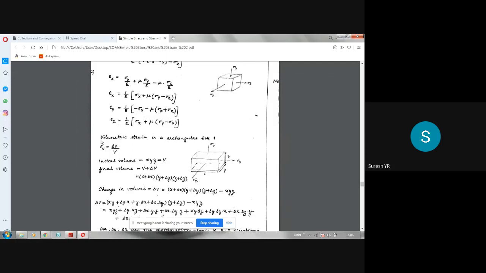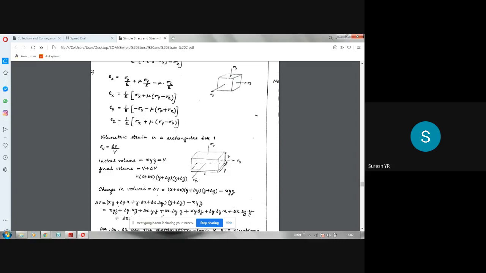Now let us see how we can find out the volumetric strain in a rectangular bar. I will consider a rectangular bar of dimensions x, y, z like this. x is the length, y is the width, z is the depth or thickness. Corresponding stresses, I will take sigma x like this, sigma y like this, sigma z like this. All the three I have taken as tensile stress just for the derivation purpose. When the bar is subjected to tensile stress in all the three directions, volume will increase. There will be increase in length in all the three directions, which gives rise to increase in volume.